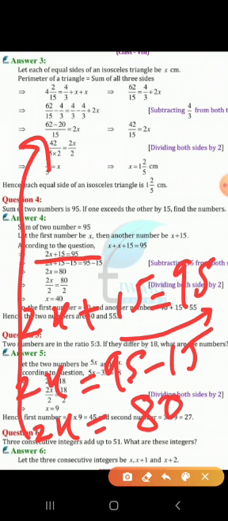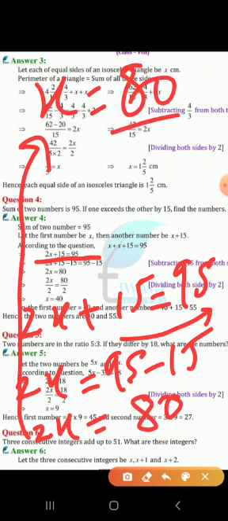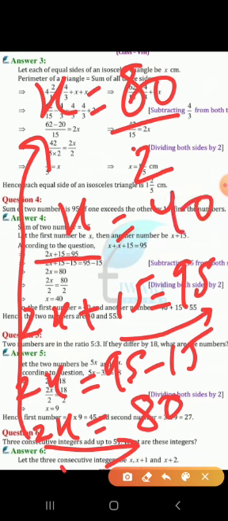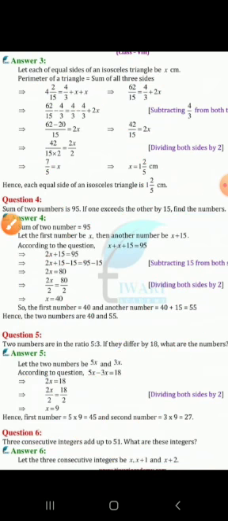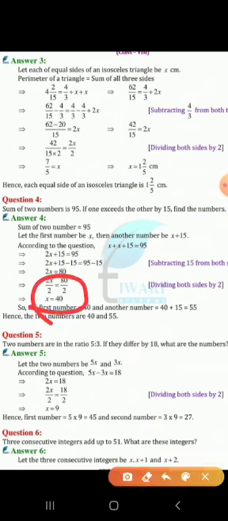Here 2 is being multiplied with x. We are changing its side. So it will be in division form. 2 will come down, 80 will be divided by 2. So the x value will be what? 40. So one of the numbers is 40. The other number exceeds it by 15, so it will be x plus 15. That is, the other number is 55. So both the numbers need to be written. Let the first number be 40 and the next number will be 55.